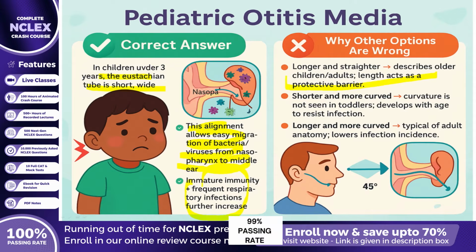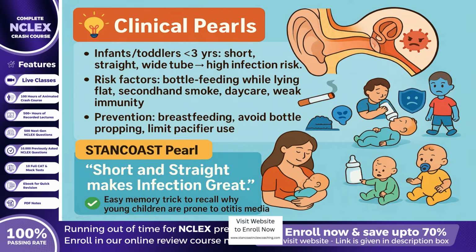For clinical pearls, always remember that infants and toddlers under 3 years have short, straight, and wide eustachian tubes that allow bacteria and viruses to travel quickly from the throat to the ear. Additional risk factors include bottle feeding while lying flat, secondhand smoke exposure, daycare attendance, and weak immunity. Preventive strategies such as breastfeeding, avoiding bottle propping, and limiting pacifier use can help reduce risk. By adolescence, the anatomical changes of length, narrowing, and angulation make ear infections less common.